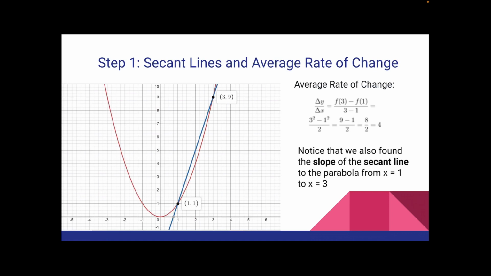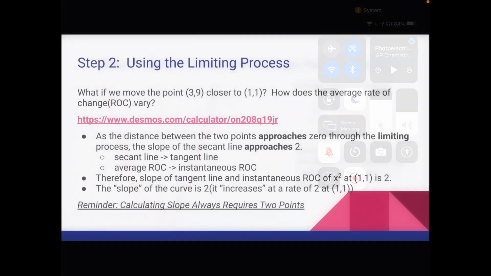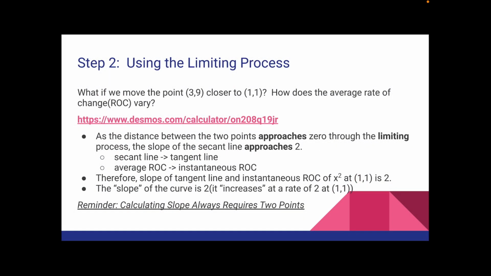However, notice that we found the average rate of change between the 2 points and the slope, or in other words, we found the slope of the secant line of the parabola from x equals 1 to x equals 3. And while we're making good progress by finding the secant line of the curve from x equals 1 to x equals 3, we want to find the tangent line at just x equals 1 to the curve. In order to do so, we're going to move the point (3, 9) closer to (1, 1), and we're going to keep on finding the average rate of change and see how the average rate of change varies through the Desmos animation.